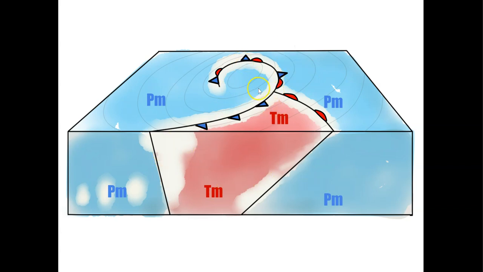This is the plan view at the top. This is the cross-section or sideways view at the side. There's our front, there, warm front. This is our warm front here. This is our cold front. This is our cold front here. And here's our Pm air, Pm, Tm, Tm, Pm, and Pm.